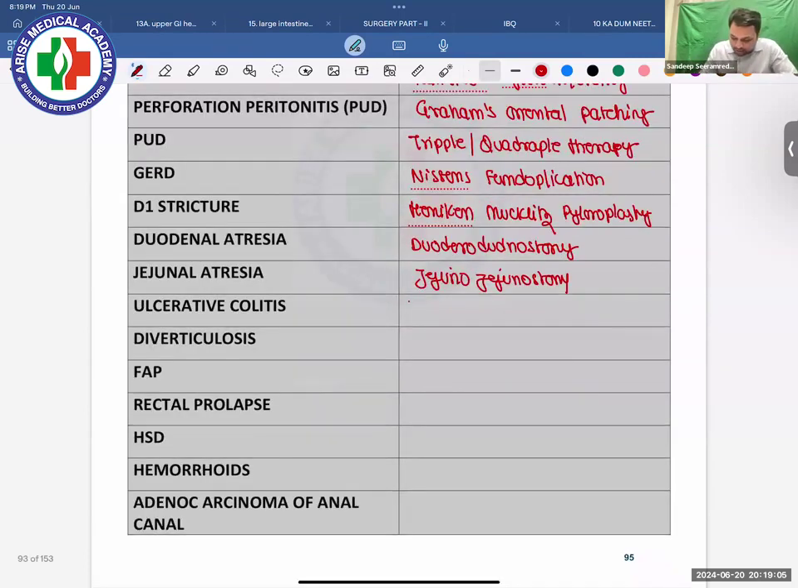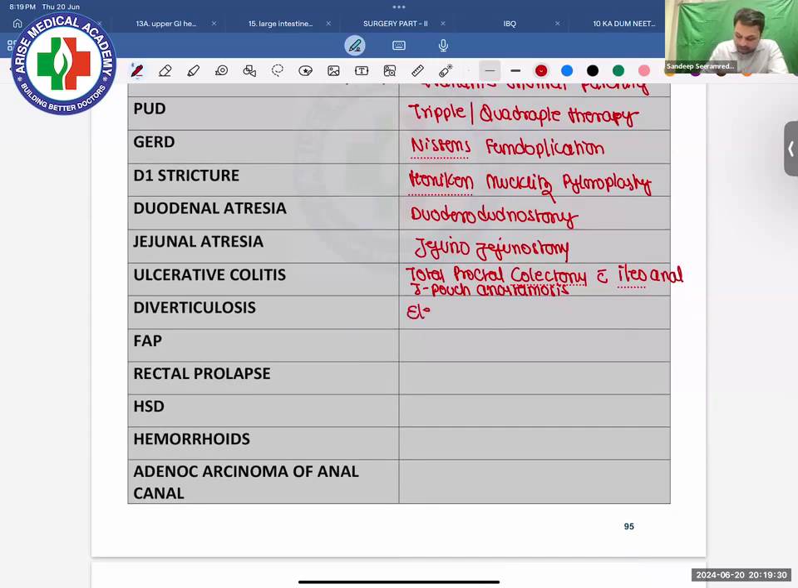For ulcerative colitis, it is going to be total proctocolectomy with ileoanal J pouch anastomosis. For diverticulosis, it is elective sigmoid resection. For FAP, it is the same: total proctocolectomy with ileoanal J pouch anastomosis.